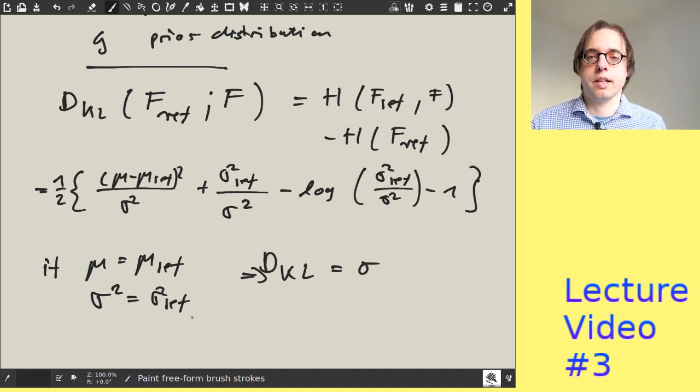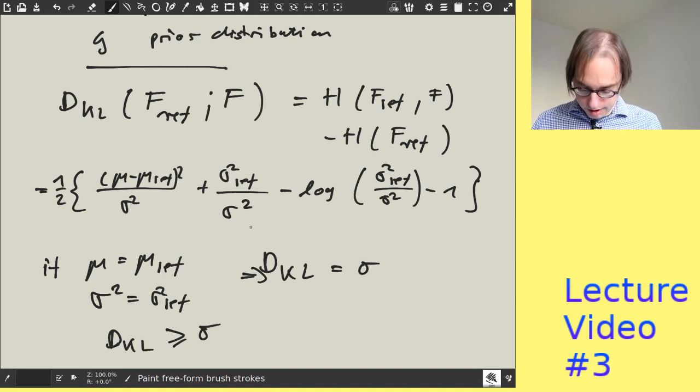That's of course also by construction, because we have seen that the cross entropy is bounded below by the entropy, and then if we subtract it, the difference is of course always positive. So DKL is always positive and larger than 0. So that's for the normal distribution.